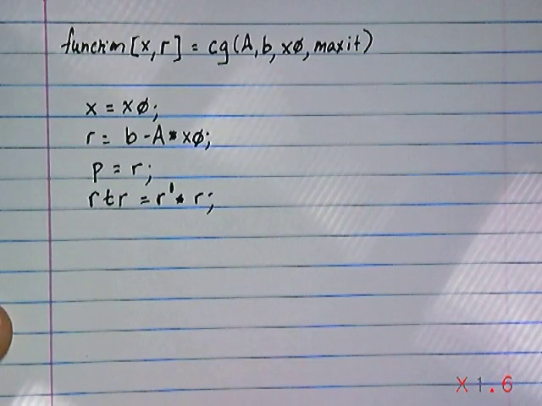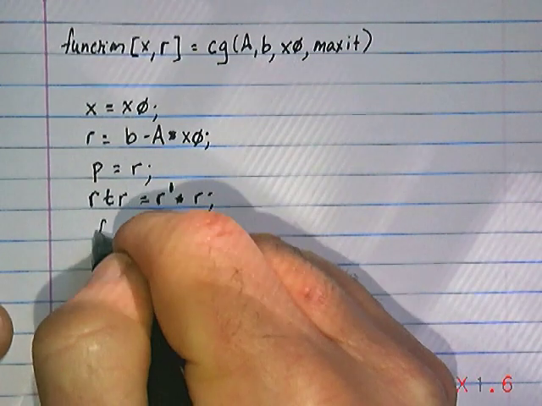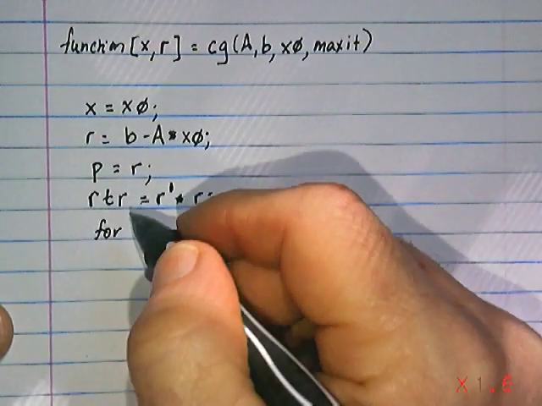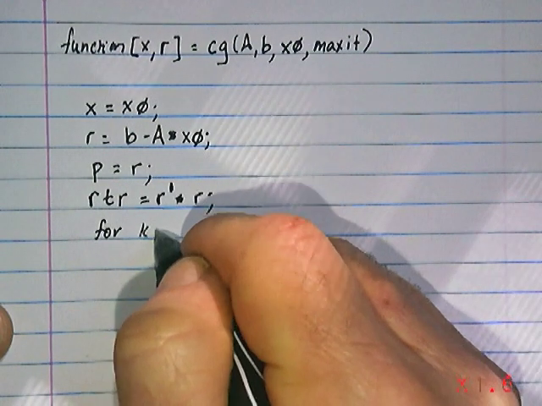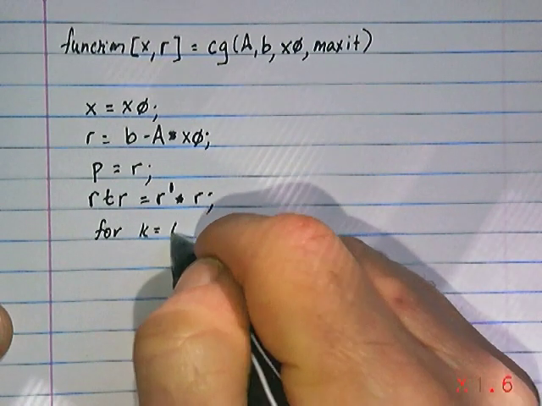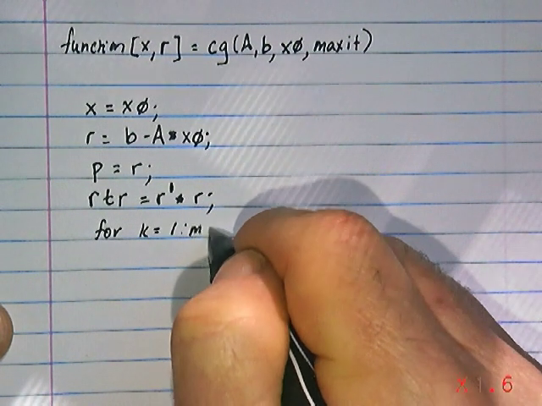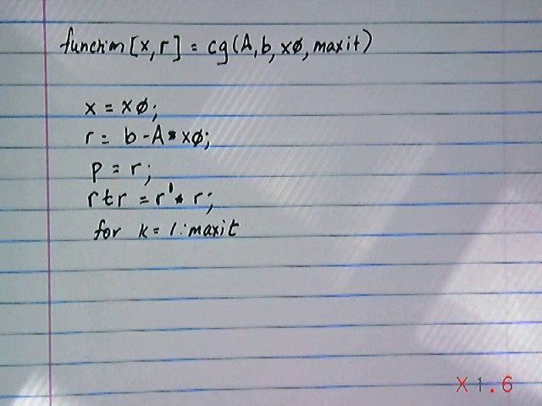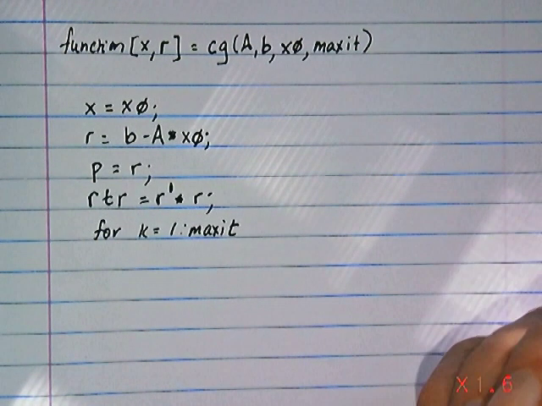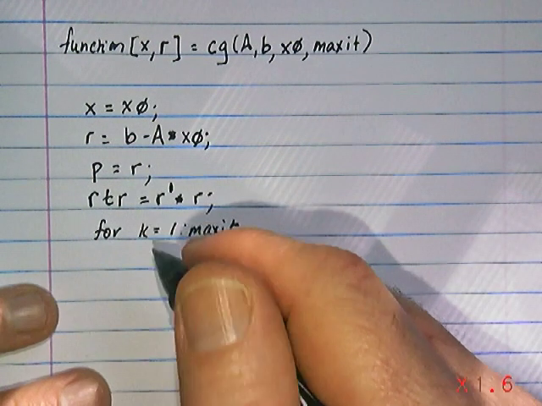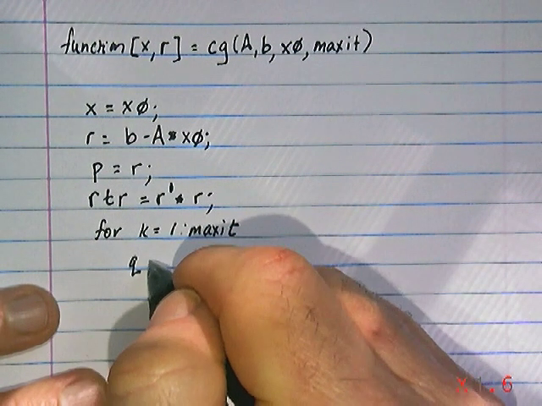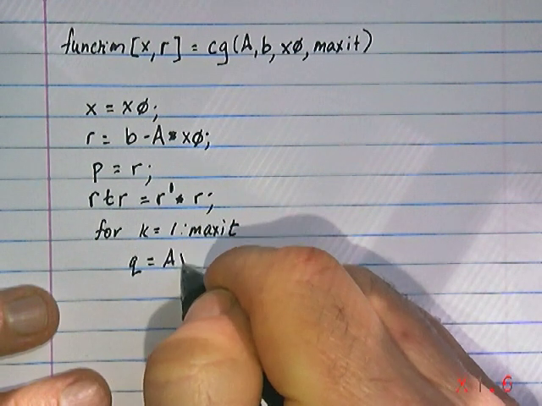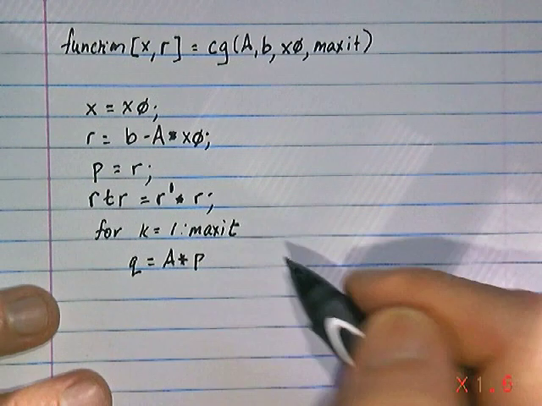So what we'll do now is start a loop, and we'll use the same indexing integer that we have in the theory. We'll let k run up to the maximum number of iterations, and then we're going to write this loop. It's very clear we need matrix multiplication. We need A times the direction vector. Let's store that into a vector called q. So we need to multiply the current direction by A.